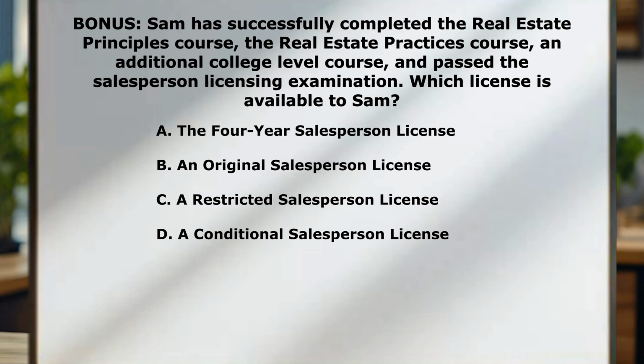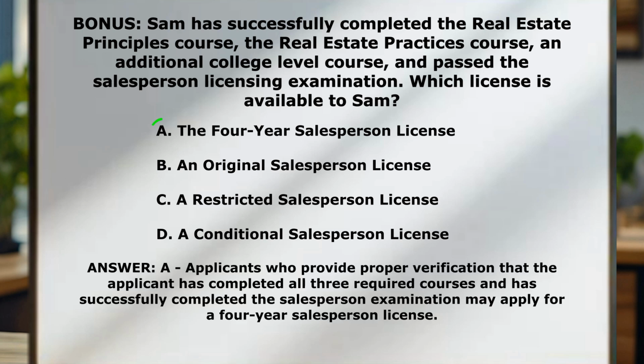A, the 4-year salesperson license. B, an original salesperson license. C, a restricted salesperson license. And D, a conditional salesperson license. The answer is A. Applicants who provide proper verification that the applicant has completed all 3 required courses and has successfully completed the salesperson examination may apply for a 4-year salesperson license.